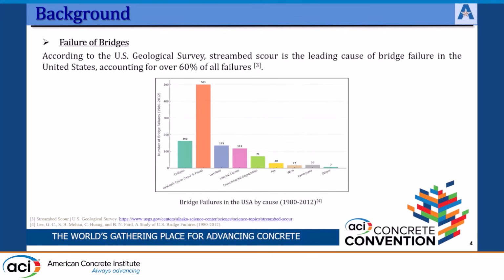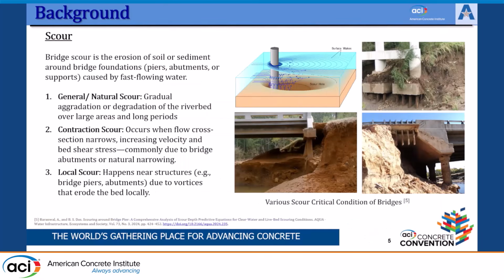If you look at the failure of these bridges, the US Geological Survey stated that most bridge failures are caused by hydraulic causes, which means scour or flood. You can see in the graphic that it is high compared to any other reasons for bridge failure. So that's why we are more focused on scour. We all know that it is a natural phenomenon, and there are a couple of types of scour.